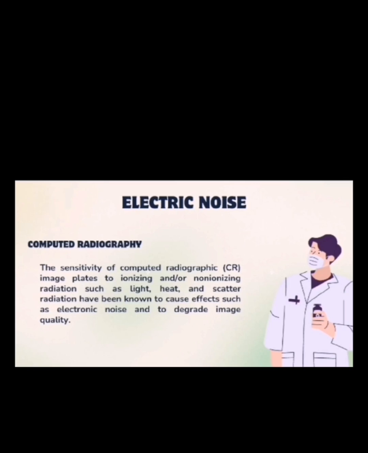Minimizing electronic noise is important in computed radiography to produce high-quality images for accurate diagnosis. Electronic noise refers to unwanted signals or fluctuations that can degrade the quality of the digital images produced. This noise can be caused by factors such as background radiation, imperfections in the imaging equipment, or electronic interference during the image acquisition process. Minimizing electronic noise is crucial for obtaining clear and accurate radiographic images.